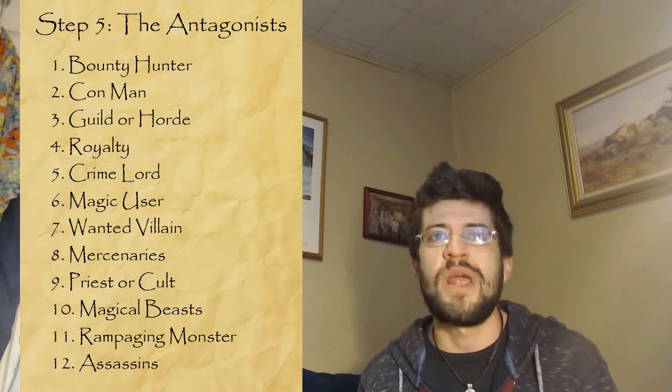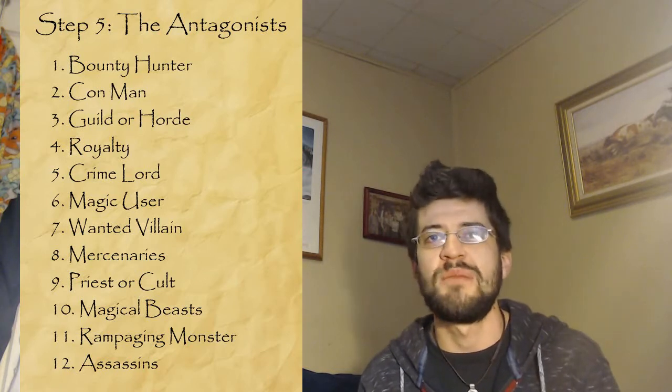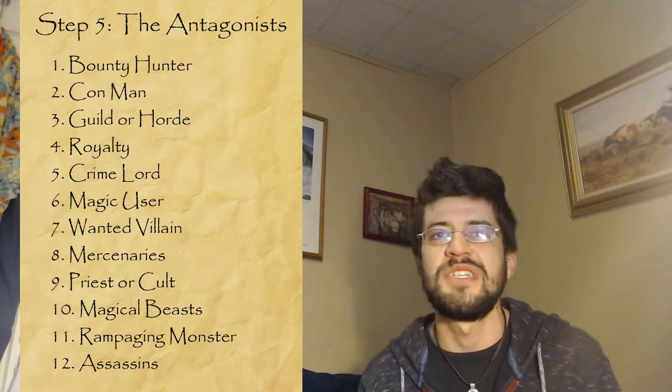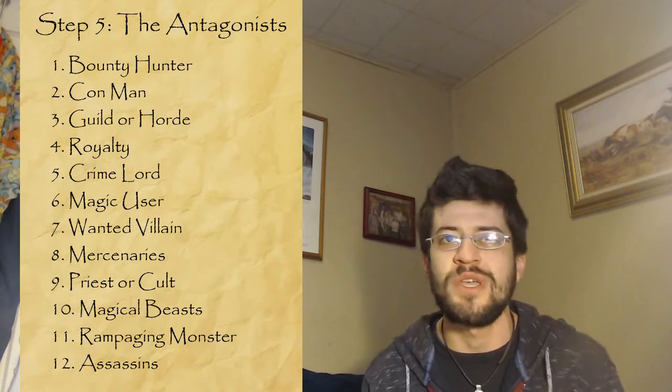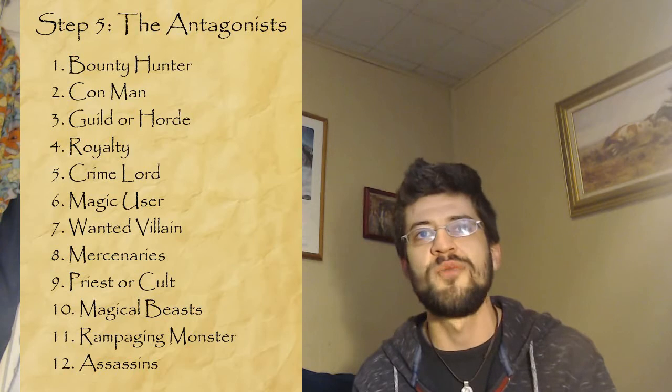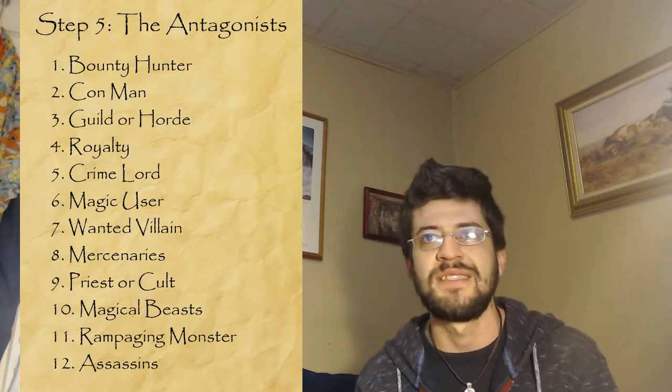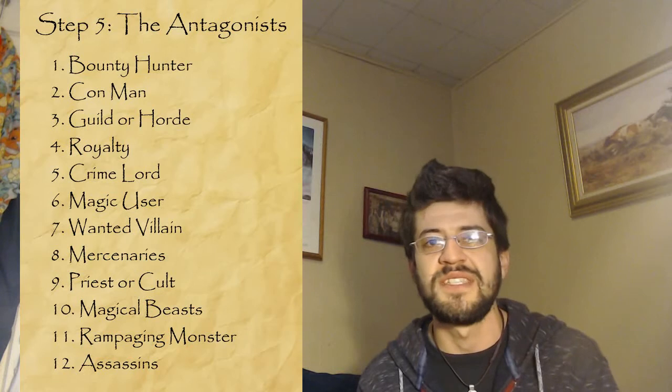Number 11, a rampaging monster. Some giant monster. Maybe it's a dragon, maybe it's a Tarrasque. Something crazy huge is just going on a rampage and destroying the countryside. Number 12, we have assassins as antagonists. Great antagonists right there. Assassins are just, it's like ninjas.